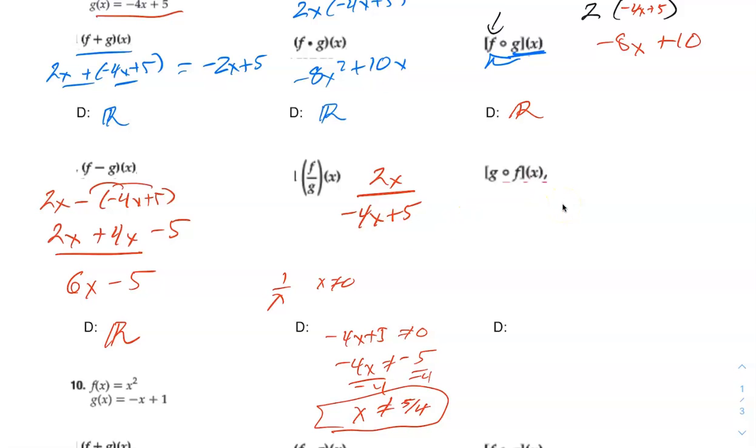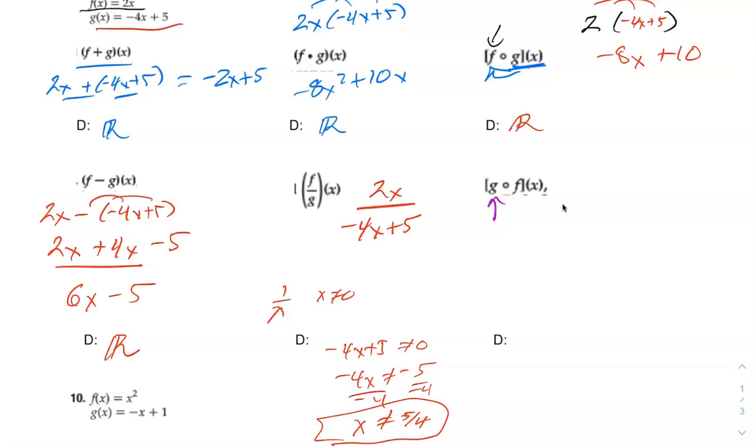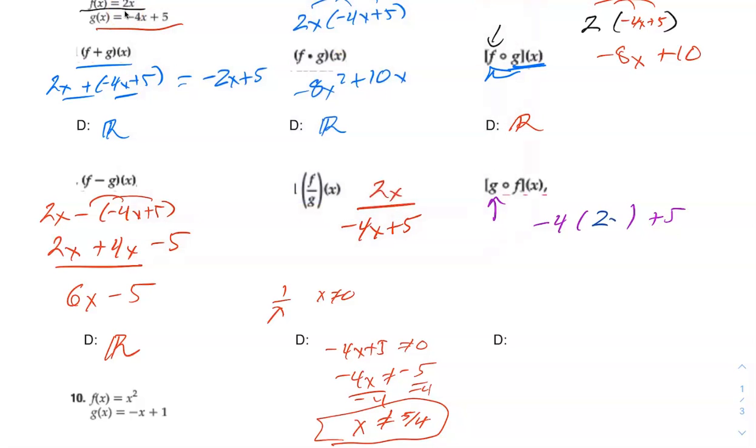g of f of x. So same thing as before. What is g? In case we weren't sure, I showed it to you. g is negative 4 times something plus 5. That's an ugly parenthesis. So that's what g is. What is f? f is 2x, so let's plug 2x in. Then we just have to simplify. Multiply these together, negative 8x plus 5.